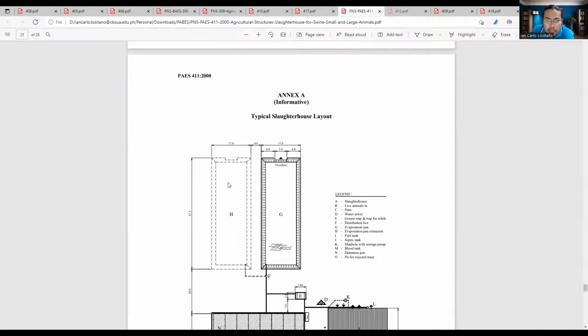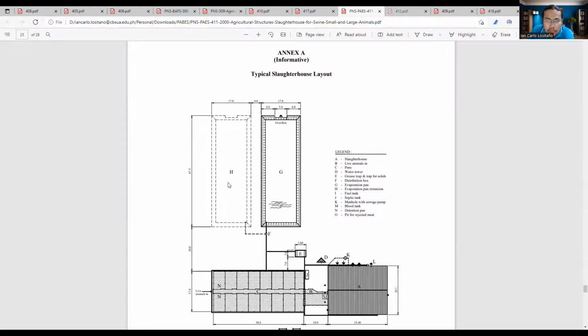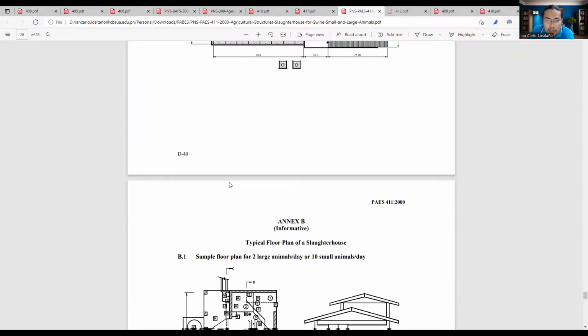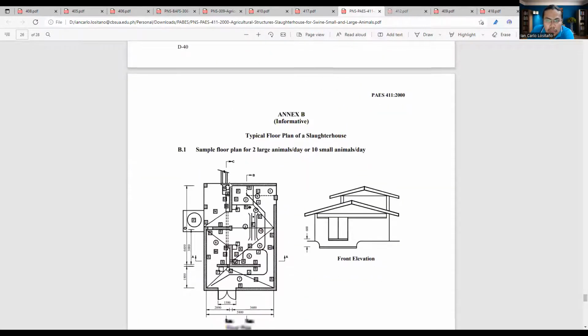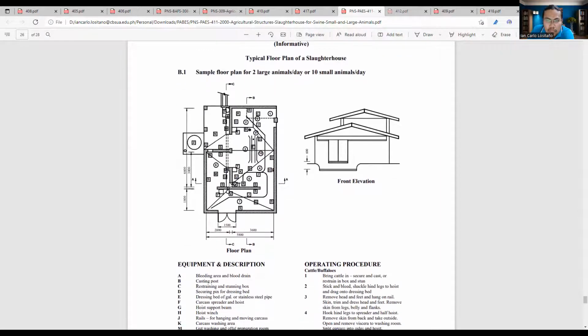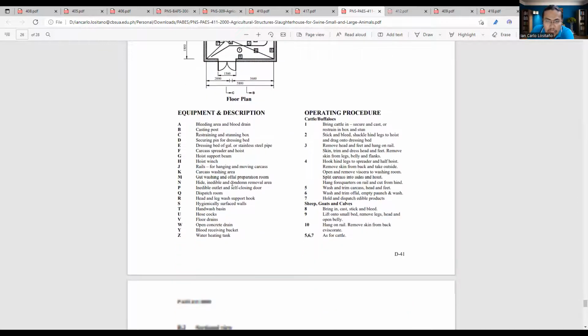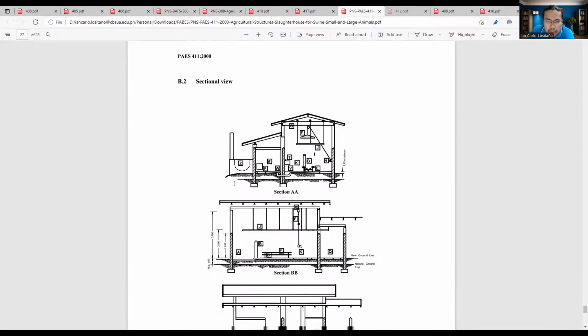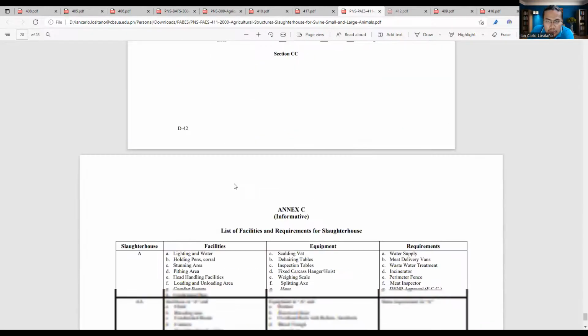All right, so these are now the typical slaughterhouse layout. And this is another one, okay, for 2 animals per day or 10 animals per day for smaller ruminants, including the different operations of the structure.